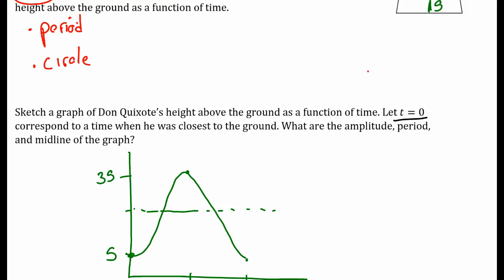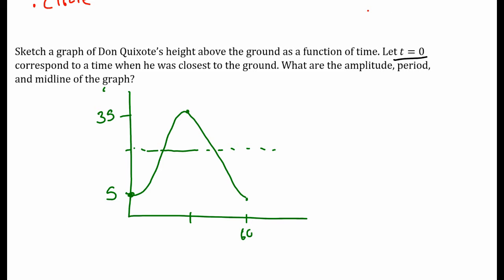Well, what was the center point? The center was 20 feet off the ground. That center represents the midline. That's halfway between 35 and 5. How far up and down do I go from the midline? That's going to be my amplitude. It is 15. 20 to 35 is 15, and 20 down to 5 is also 15. So my amplitude is 15. Midline is y equals 20. And we know the period is 60 seconds.